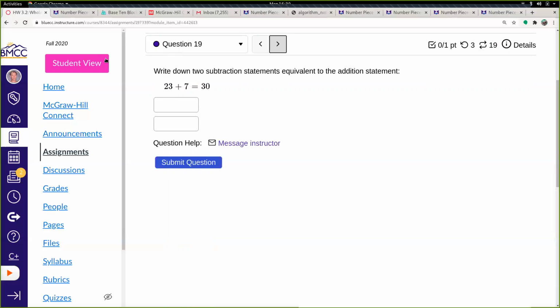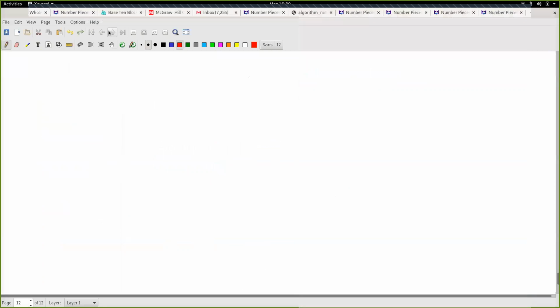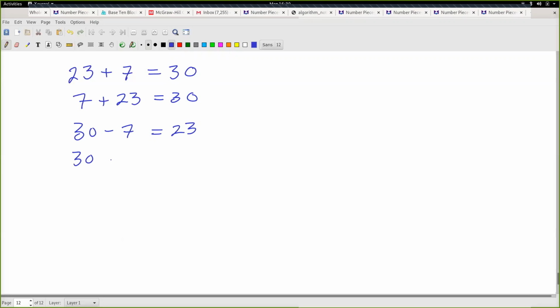So I'm gonna put it in my notebook and then come back here. New page, if my pen still works. Oops, still working. All right, so what was it? 23 plus 7 equals 30 was the original. The related addition fact would be 7 plus 23 equals 30. Subtraction facts would be 30 minus 7 is 23, or 30 minus 23 equals 7. So what we get is this family of 4. They're called fact families.